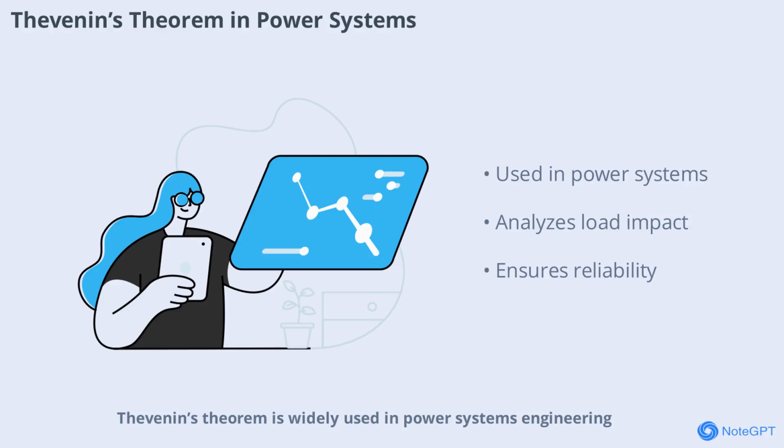Thevenin's theorem is widely used in power systems engineering. It helps engineers analyze how different loads affect the performance of generators and transmission lines. By replacing a complex network with its Thevenin equivalent, you can quickly determine the impact of adding or removing loads. This is crucial for designing reliable and efficient power systems, ensuring that voltage and current levels remain within safe limits.